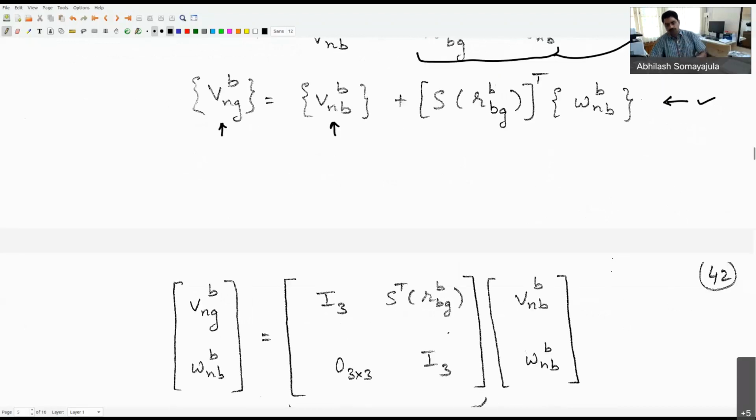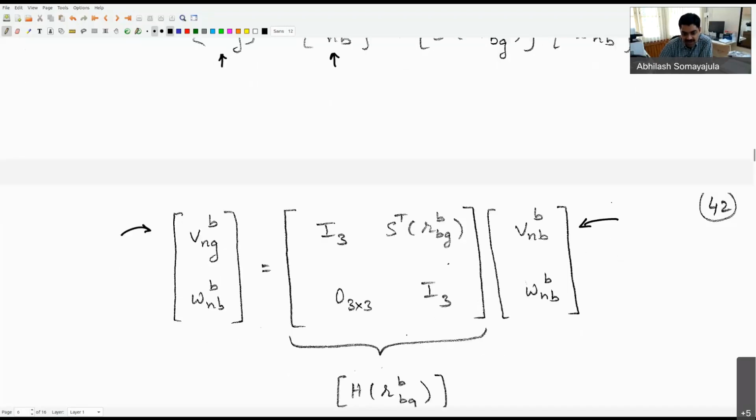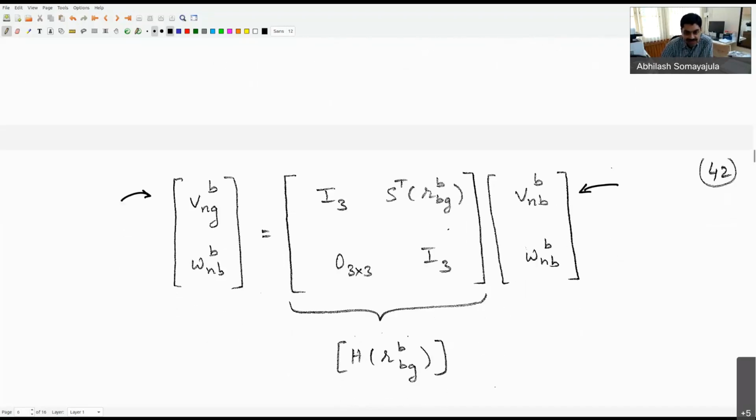Now if I want to write out my old velocity vector about the center of gravity and relate it to the new velocity vector about the body fixed frame's origin, then I can see that the translational velocity of the center of gravity is the translational velocity of the body fixed origin CO plus S transpose times omega. So that is how this transformation matrix comes into being. Is that making sense?